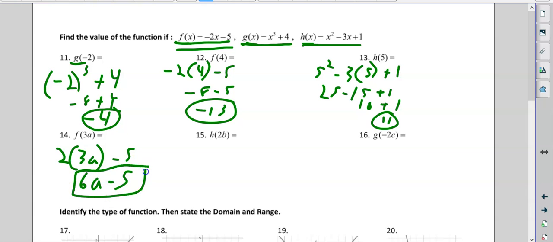I cannot go any further. I cannot say this is 1a. They're not like terms. We stop. And my only mistake is that was supposed to be a negative, so I'm going to put a negative 6a. I just caught that right there.